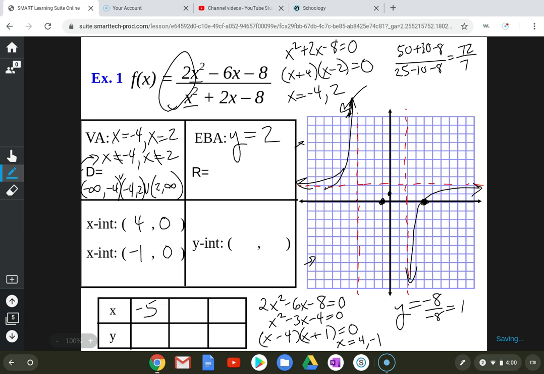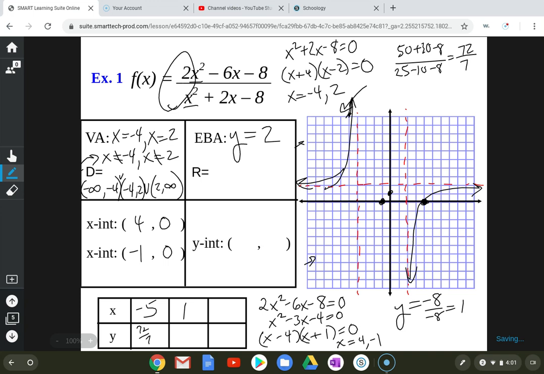So now I've got to figure out the middle. So I know I've got this point and I've got this point. I'm going to need maybe 1 or 2 more points just to make sure that I know what I'm doing. So let's just find out what we've got. Oh, I didn't write this down. 72 sevenths. When x is 1.